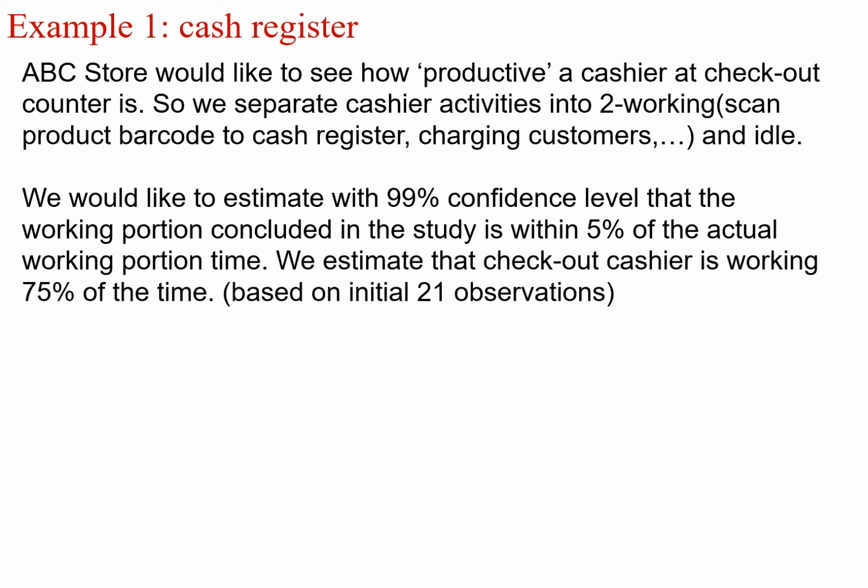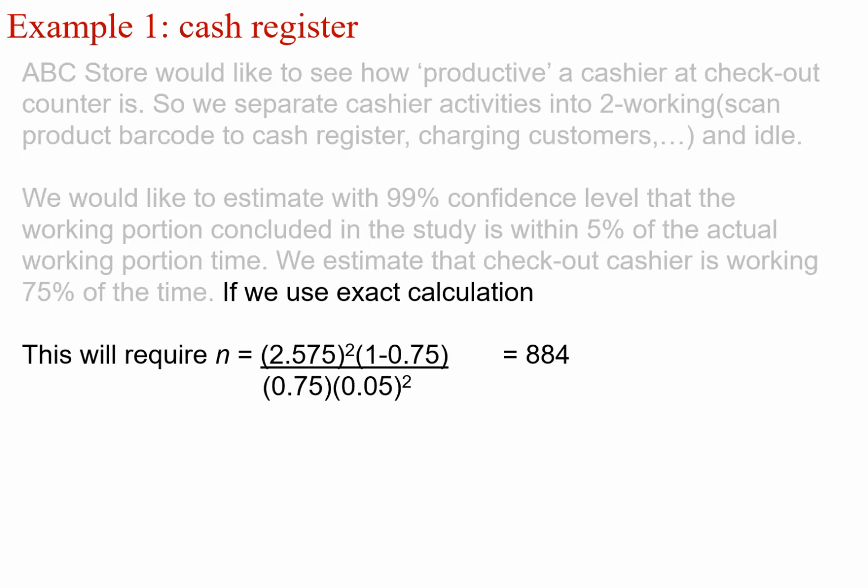Another example: a store would like to study how busy a cashier at the checkout counter is. They would like to estimate with 99% confidence level that the working proportion concluded in the study is within 5% of the actual working time. We estimate that the checkout cashier is working 75% of the time. Based on the initial 21 observations, we can calculate the required number of observations to be 884.